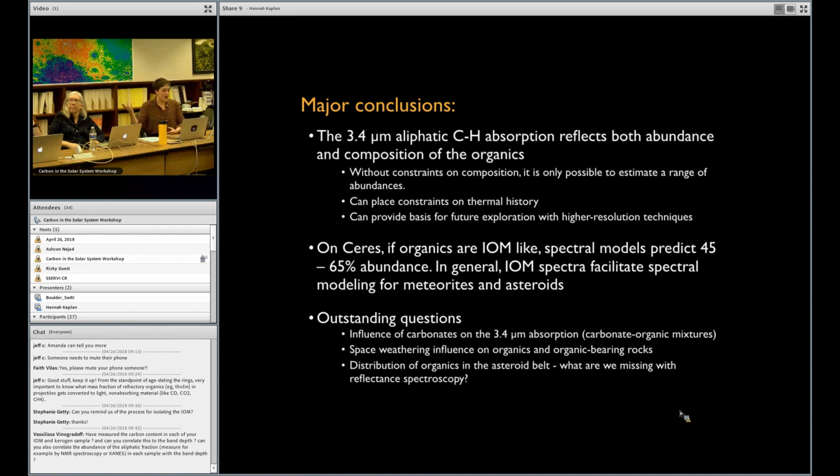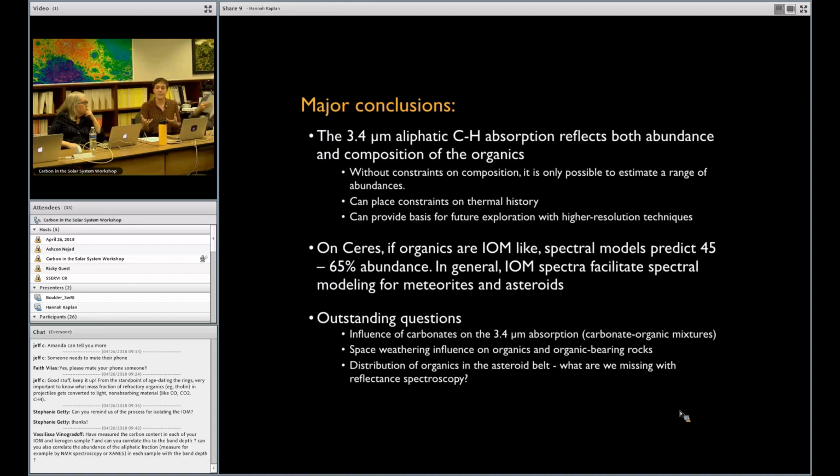And so here are just the final conclusions. The 3.4 micron absorption, the aliphatic absorption, reflects both abundance and composition of the organic series results. And so for me, the outstanding questions here are, what is the influence of carbonates in the 3.4 micron region? We know there are carbonates in the meteorites and at Ceres, and how is that influencing the strength of this 3.4 micron absorption?